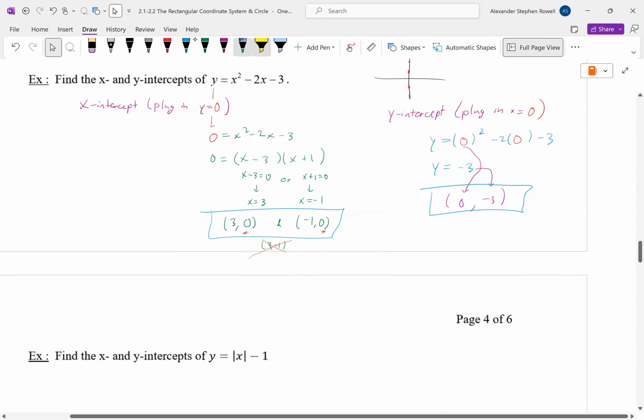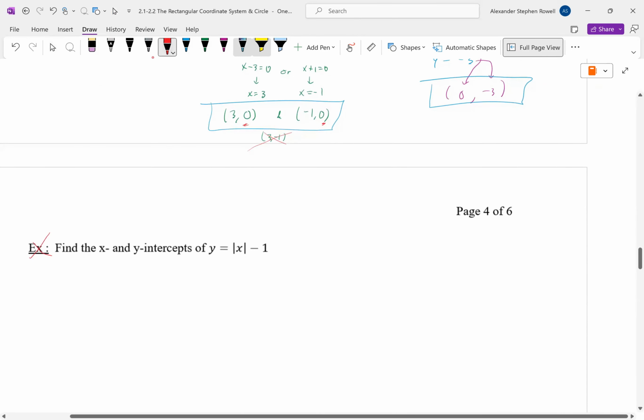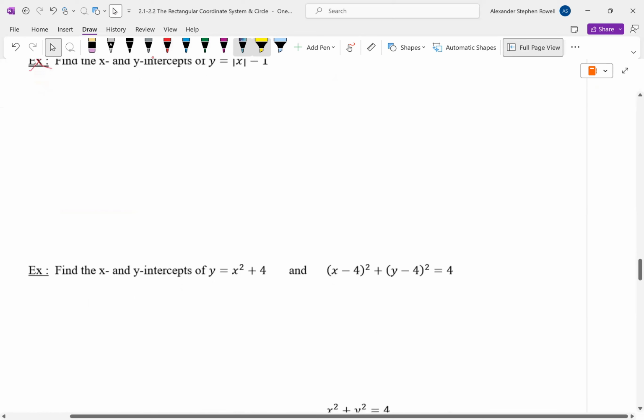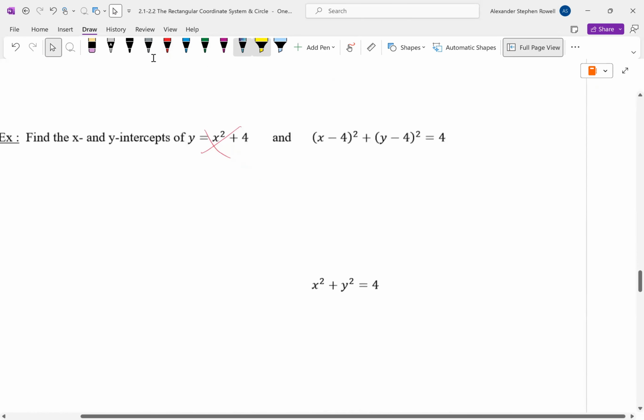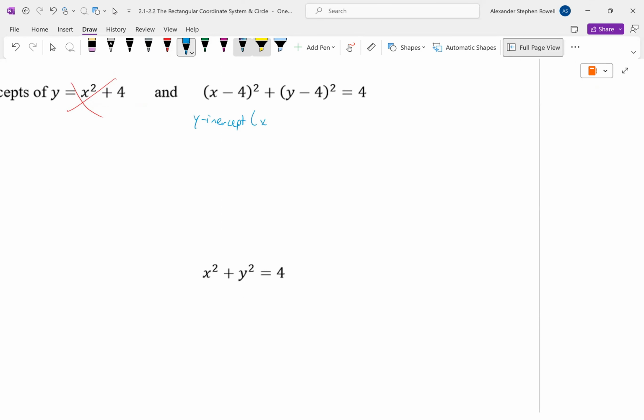Once again, I'm going to skip the ones that are more straightforward, and I'm going to move on to the more tricky problems that you'd encounter in the homework, which would be these two. Okay, let's start off with the y-intercept. How do I find them? 0 for x, right? If I plug in x is 0, what do I get? I get (-4) squared, which is +16, plus (y minus 4) squared.